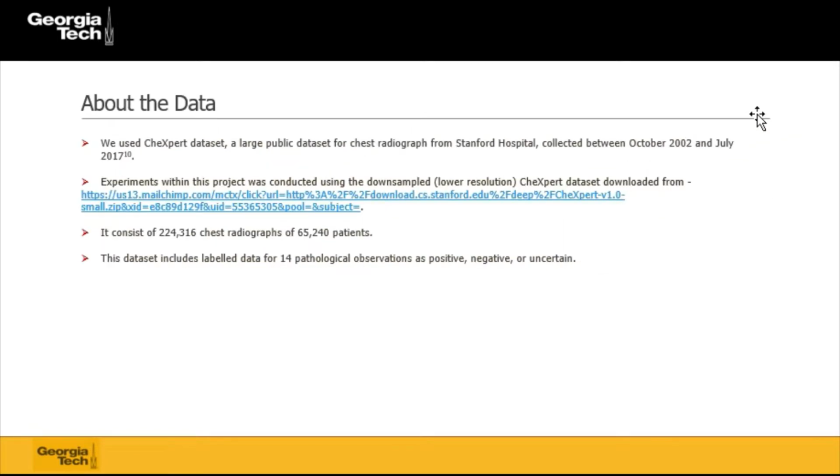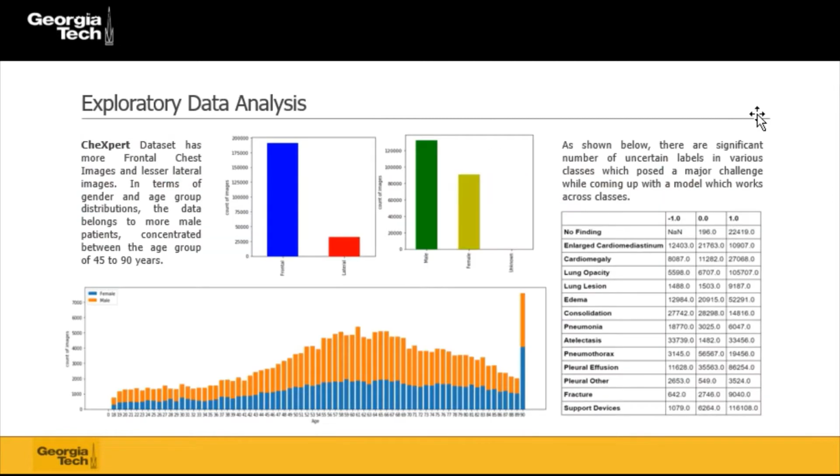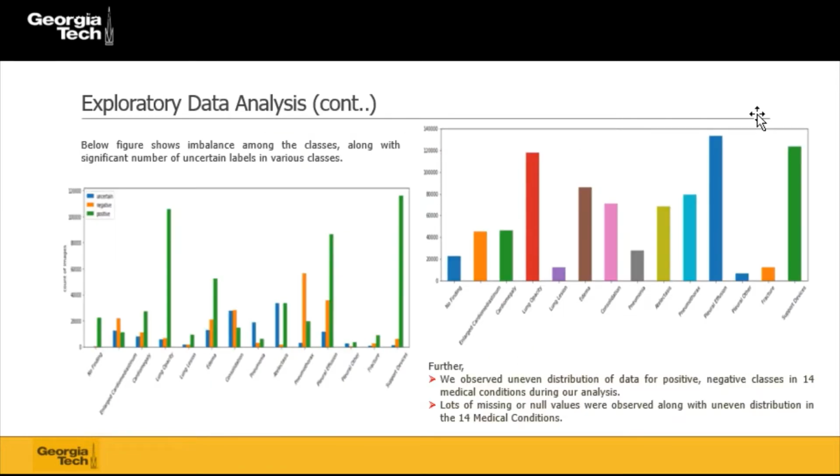For our project, we used the downsampled CheXpert dataset consisting of 224,315 chest X-ray images of 65,240 patients. Exploratory data analysis on the dataset shows data belongs to more male patients than female patients, concentrated between the age group 45 to 90 years. EDA also shows class imbalance and a significant number of uncertain labels among the classes, along with lots of missing and null values unevenly distributed in the dataset.